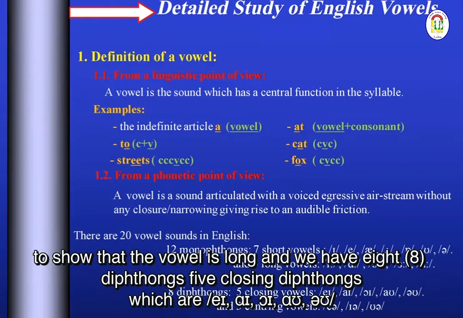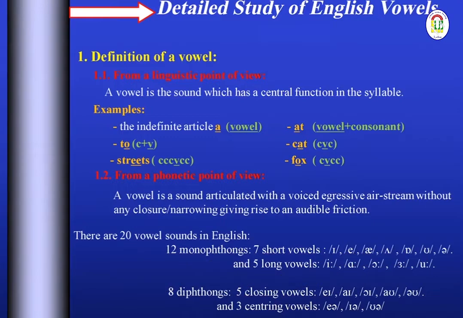And we have 8 diphthongs: 5 closing diphthongs, and 3 central diphthongs, like in share, here, and poor.